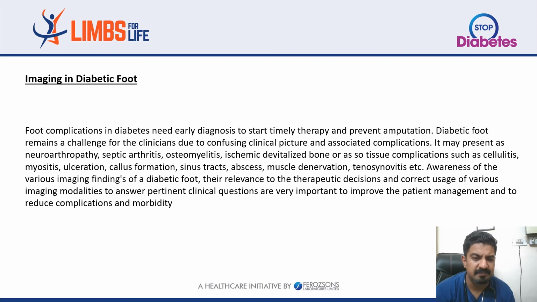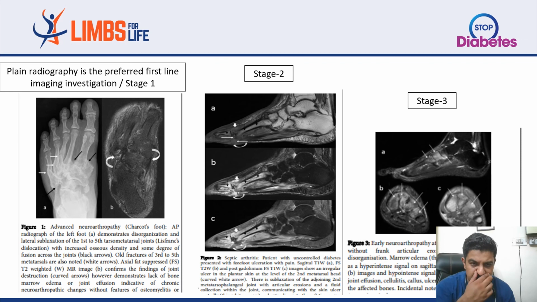Awareness of various imaging findings of a diabetic foot, their relevance to the therapeutic decision, and correct usage of various imaging modalities to answer the pertinent clinical questions are very important to improve the patient's management and to reduce complications and morbidity and eventually mortality as well. So these are some radiographs which show changes in the bony structure and also in the soft tissue of the foot. The details are given below. You can read through these, and these are pretty straightforward. The diagrams have been clearly labeled.